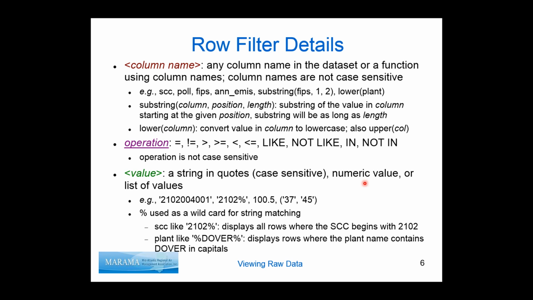The value could also be a numeric value, like we were looking at the annual emissions being greater than 1,000, or it can be a list of values. And so here's an example of some possibilities for values. Here's an SCC code that's in quotes, so this is an exact string that we're going to match. We also have one that has a wildcard, so we would use this with the like operator, and it would say, find me SCCs that start with these 4 digits. This is just an example of a numeric value, 100.5. It's not in quotes because it's an actual number, not a string.